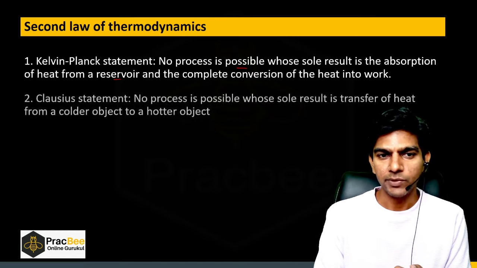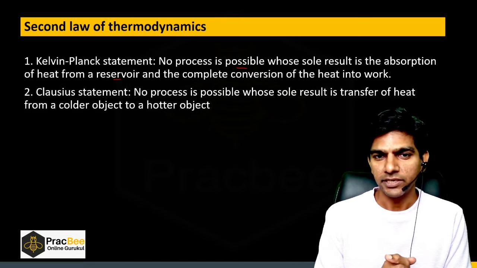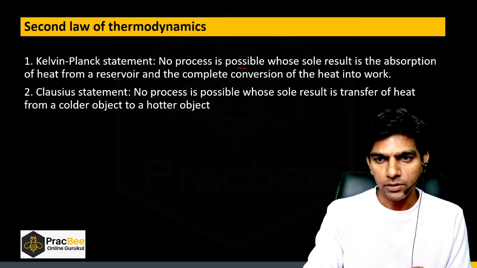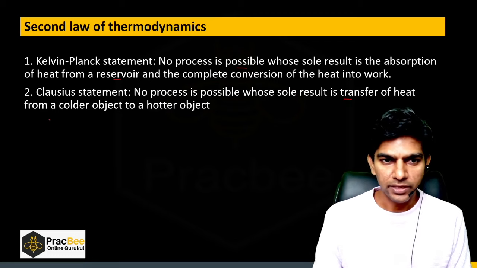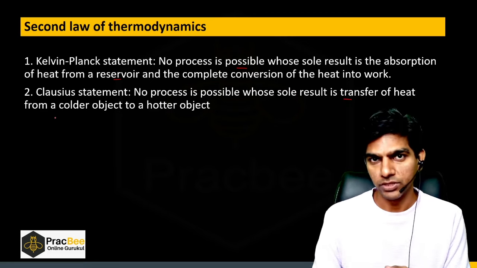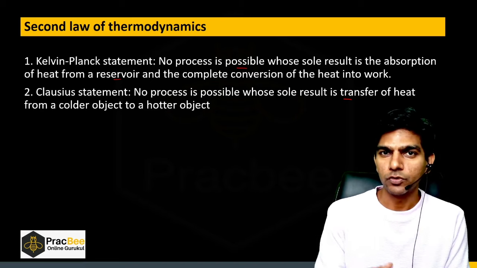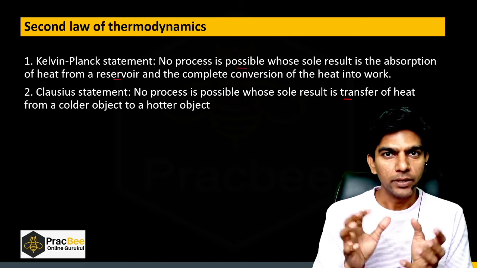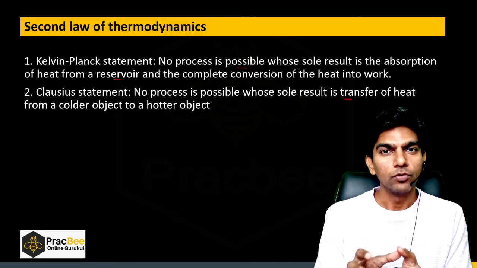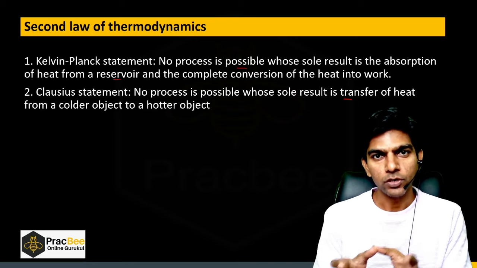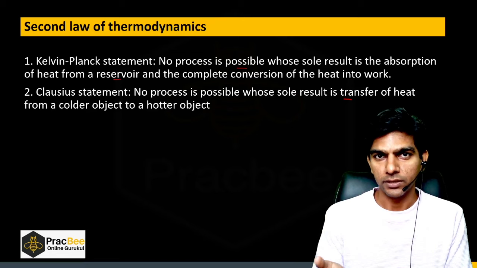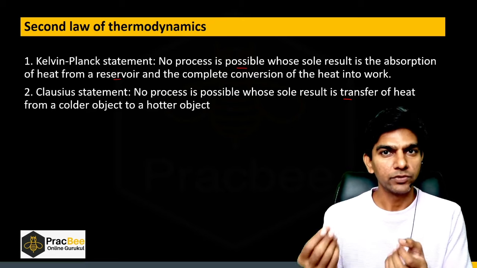Now the second statement is Clausius's statement, which states that no process is possible whose sole result is the transfer of heat from a colder object to a hotter object. We all know heat always flows from a high temperature to a low temperature, but if I want to remove heat from a colder body to a hotter body, we have to do some work, and this is basically the example of a refrigeration cycle.